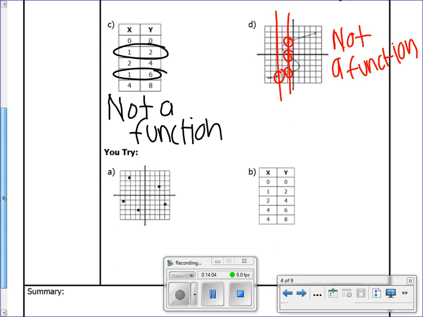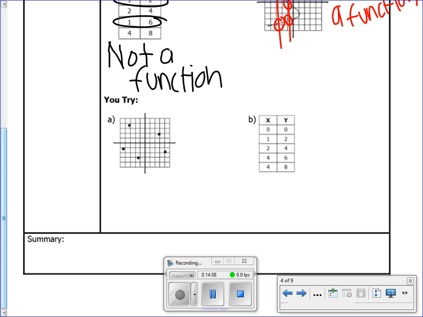Now for the you try, you can make vertical lines at your points, or you can label all of your points and see if your x values repeat. But for every vertical line I made, it only touched 1 point. If it's only touching 1 point for every vertical line, it is a function.